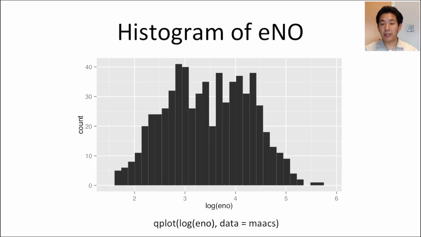So here's a basic histogram of exhaled nitric oxide. This is the log of exhaled nitric oxide, and you can see it has an interesting shape. It looks like there are 2 peaks, or maybe even 3 peaks as you go across the histogram. At the bottom of the plot I've got the code that makes this histogram, in case you're wondering how you make it. I use the qplot function to make the histogram.